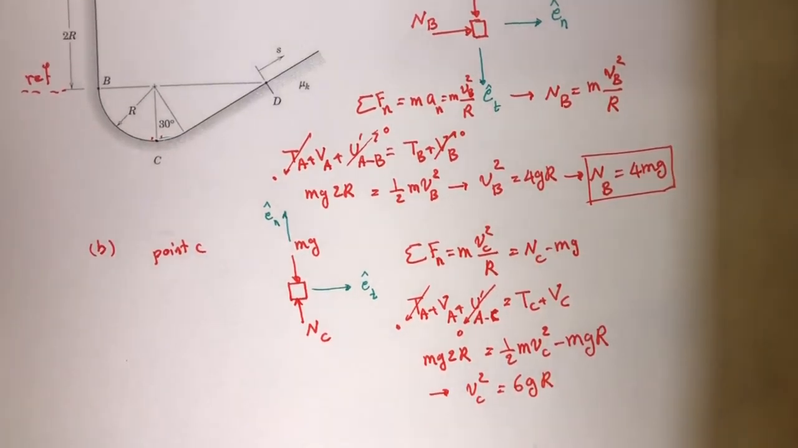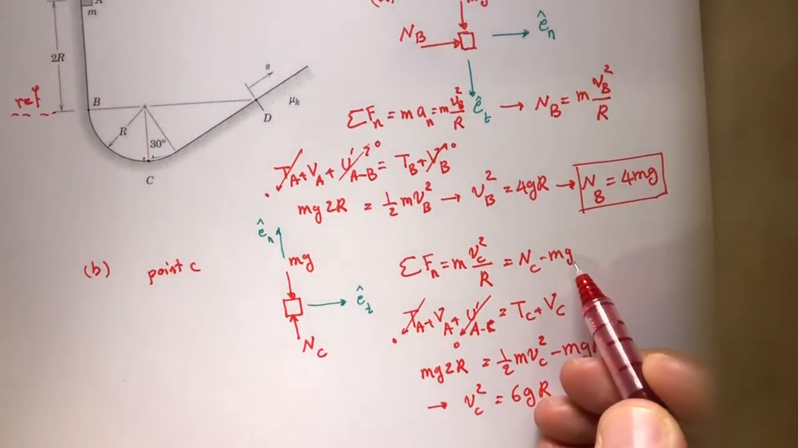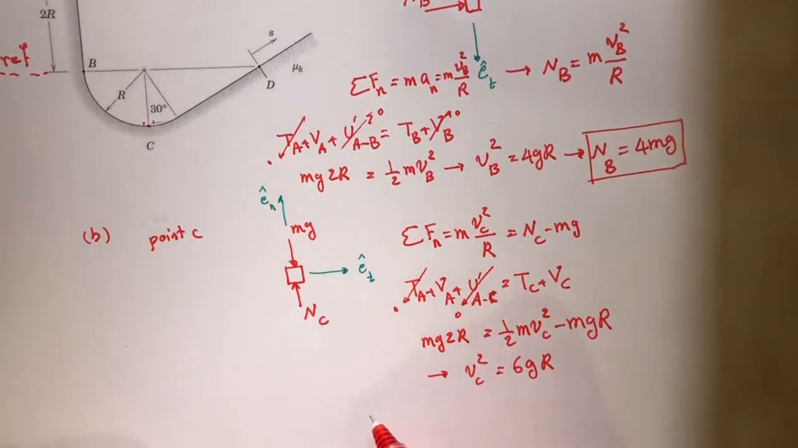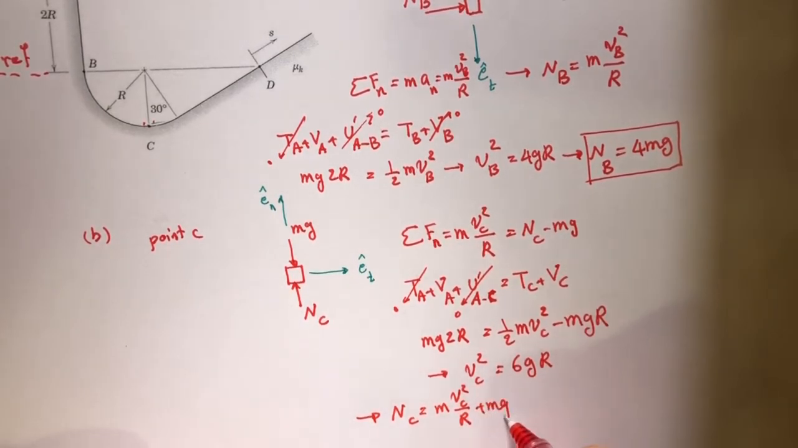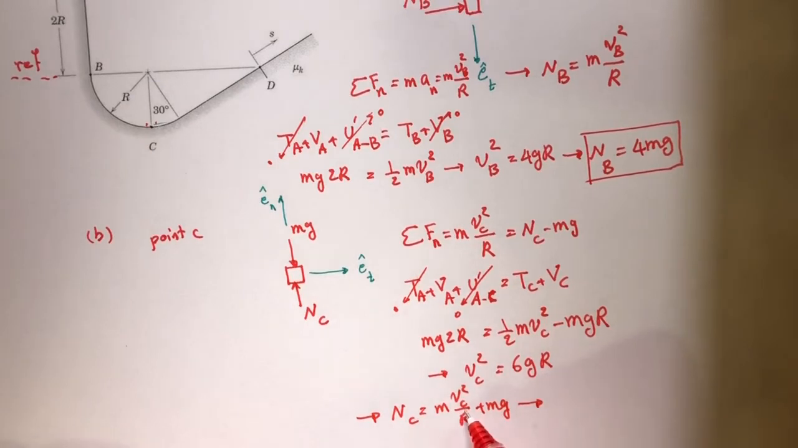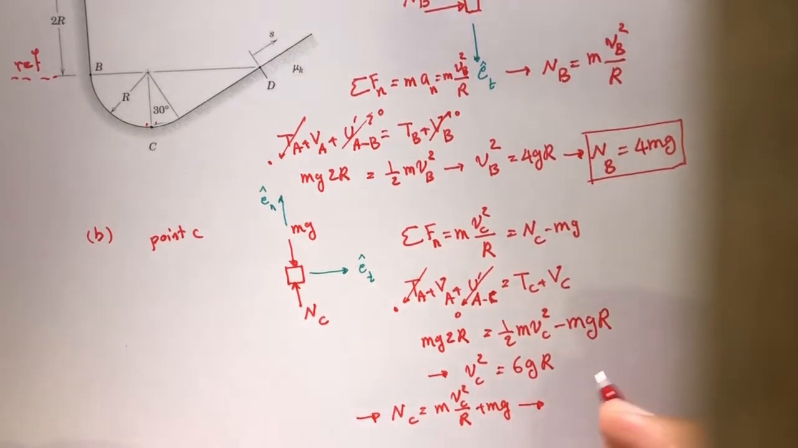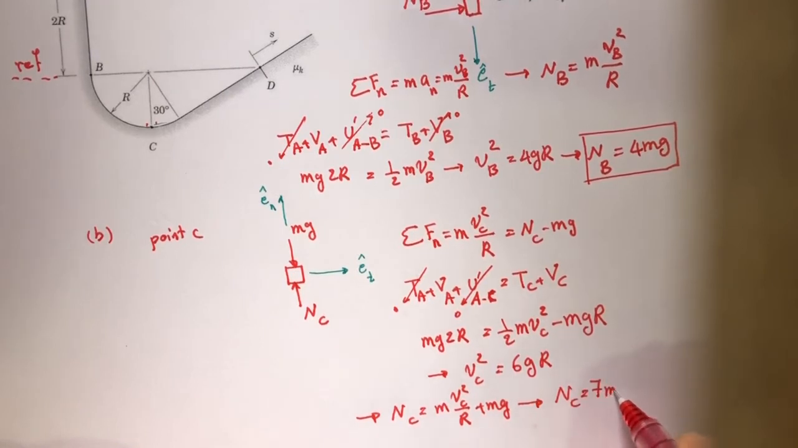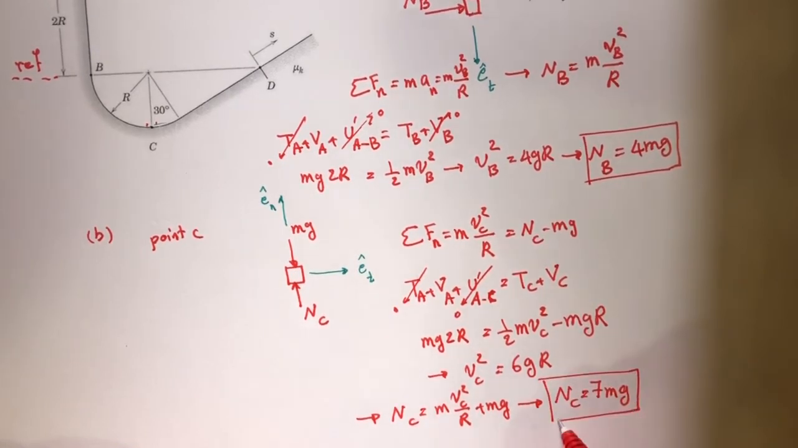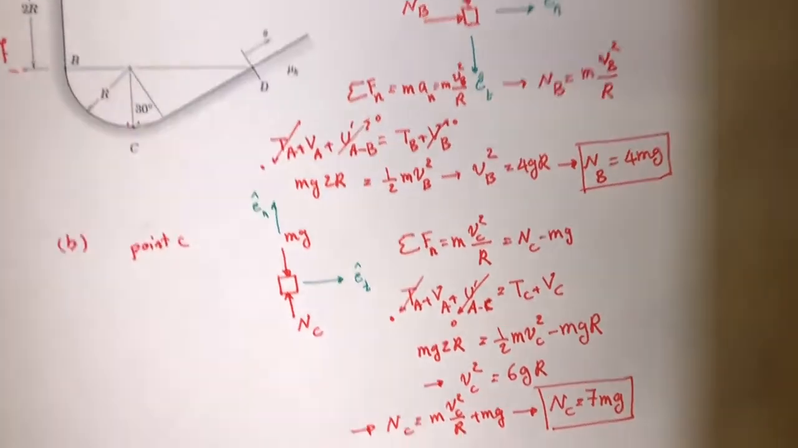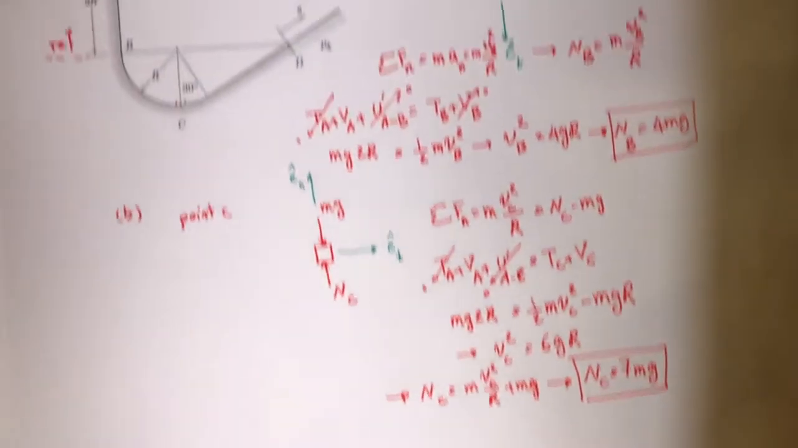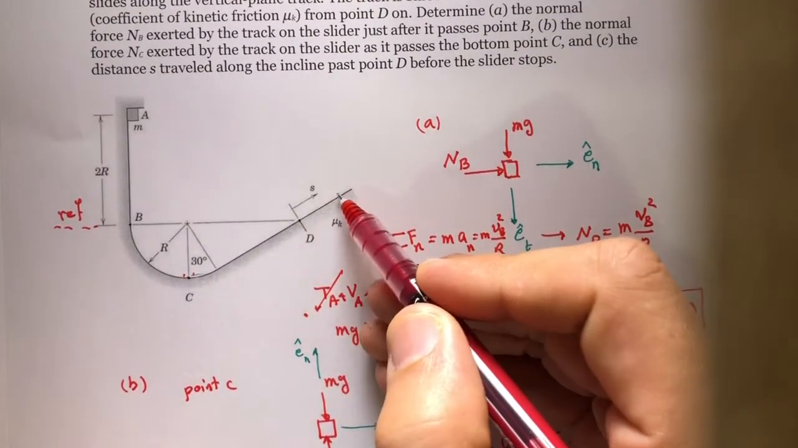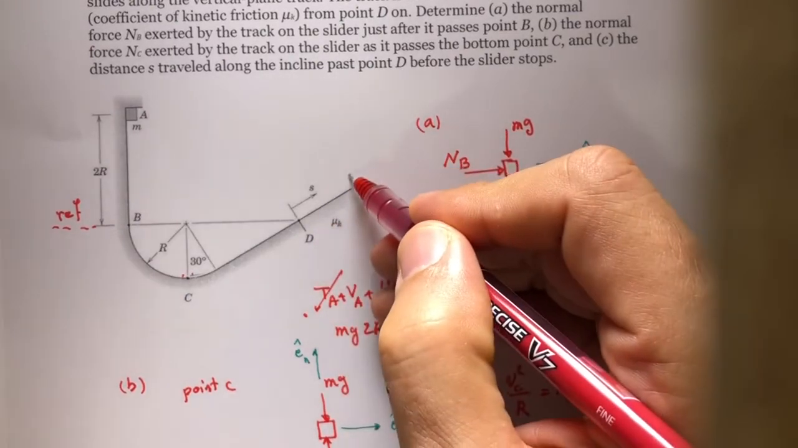So if I put this in this equation, I'm going to be able to find NC. So NC is going to be equal to mass times velocity at C squared divided by r plus mg. Velocity at C squared is 6gr. If you put it here, NC is going to be 7 mg. So the normal force is going to be 7 times more than the gravitational force. Now we need to figure out how much it's going to go up after point D to stop.